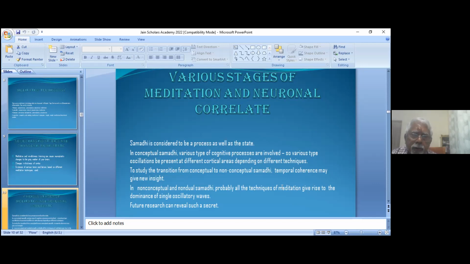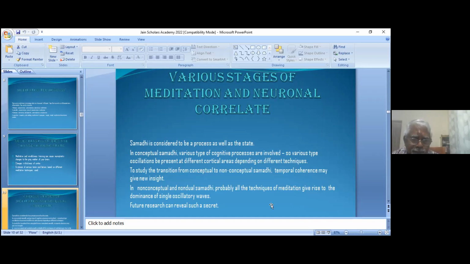One is called conceptual samadhi. Another is non-conceptual and non-dual samadhi. What is meant by conceptual samadhi? In conceptual samadhi, various types of cognitive processes are involved. So various types of oscillation are present at different cortical areas depending on different techniques, because different techniques are used by different schools, which are related to various cognitive processes. And normally within this stage, they focus on a particular object. So it is called conceptual samadhi. Another is non-conceptual and non-dual samadhi. And this probably is the highest stage.